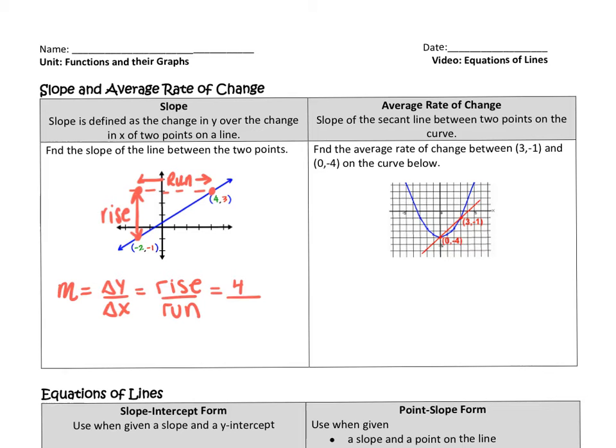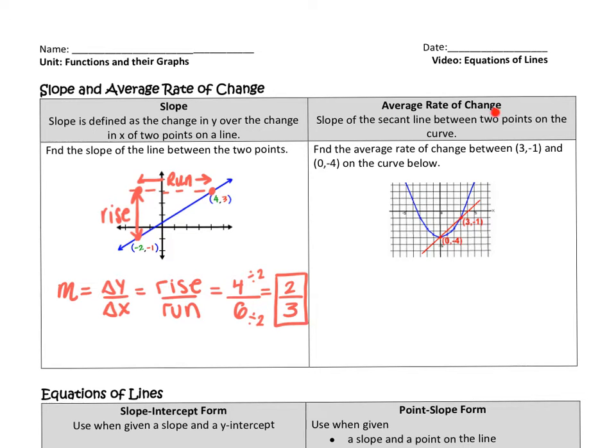So my run is 6, and if I reduce this fraction, you can divide the top by 2, and you get 2. And you can divide the bottom by 2, and you get 3. So my slope of this line is 2/3. Okay, let's look at another example.